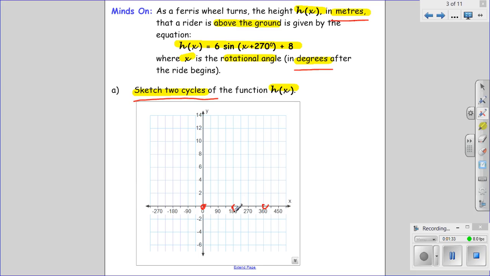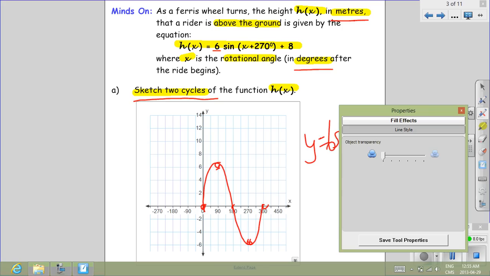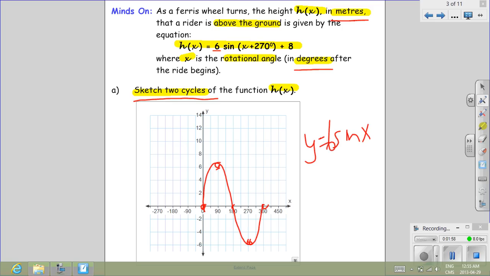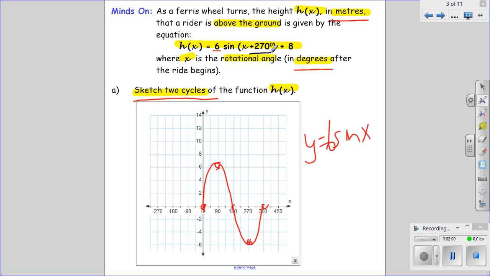Halfway between the first 2 zeros is the maximum, and I can find that because I look at my amplitude. We're going to combine that. The amplitude is 6, so the maximum will be 6, and the minimum will be -6, because we know that it's normally 1 or -1 for a sine function. So that's the graph y equals sine x. Sorry, 6 sine x.